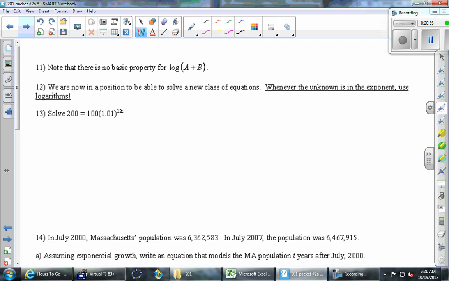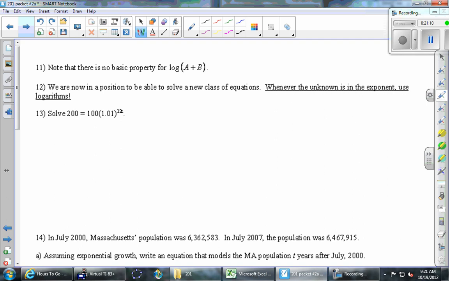Okay, so this is something that is review. I think a lot of us know it already, but if you're trying to solve an equation and the unknown is in the exponent, that's when we use logs. And so for the first time, let's see if we can solve an equation where the variable is up in the power there. So we're trying to find t.